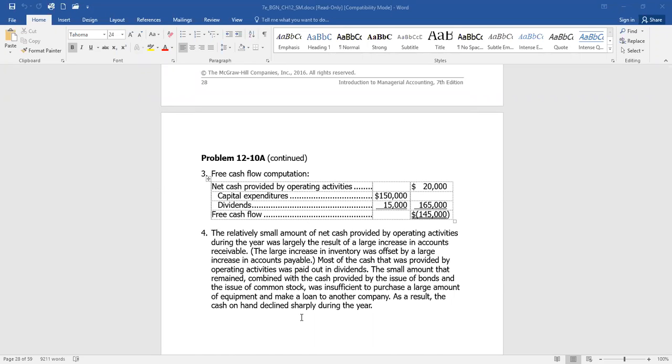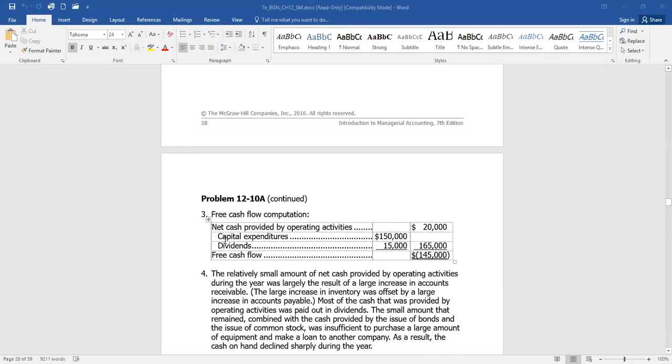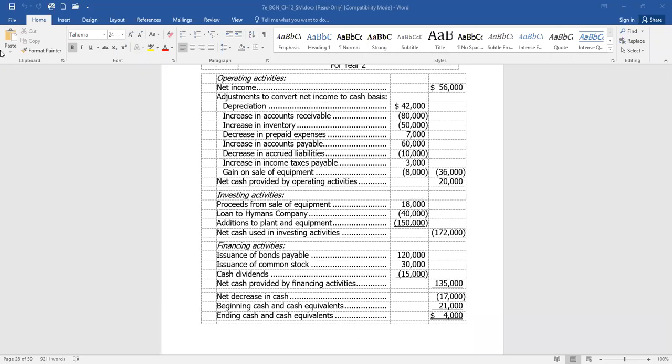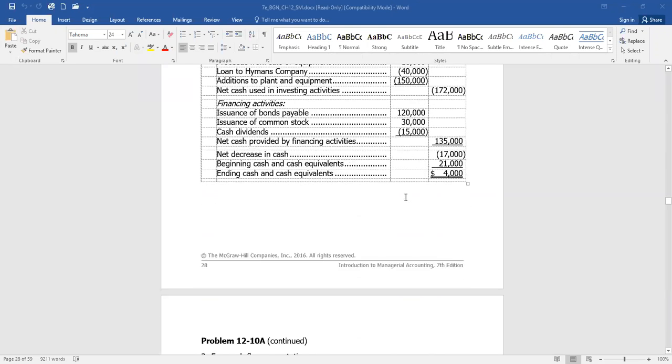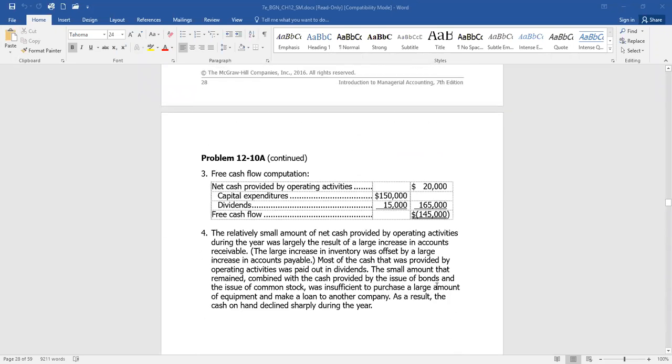Now finally, in part 4, they want us to explain why cash declined so much. Well, there's a small amount of cash provided by operating activities. However, most of the cash that was provided was paid out as dividends. A large increase in inventory was offset by a large increase in accounts payable. So that's saying, if we go back up here, inventory might have increased 50,000, but accounts payable did too. So that means we didn't pay for it yet. We didn't use cash to pay for it.